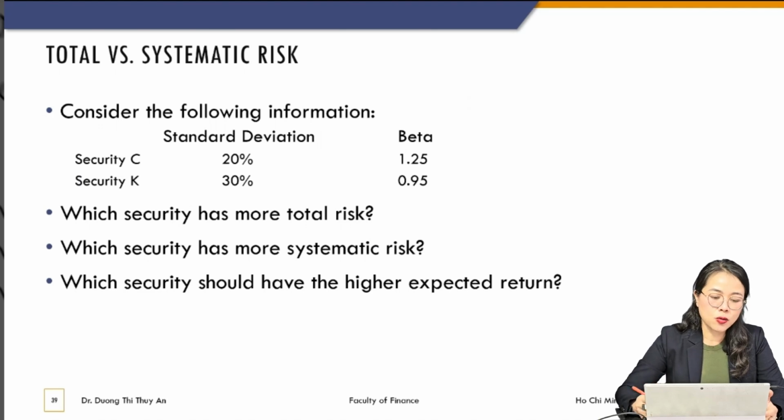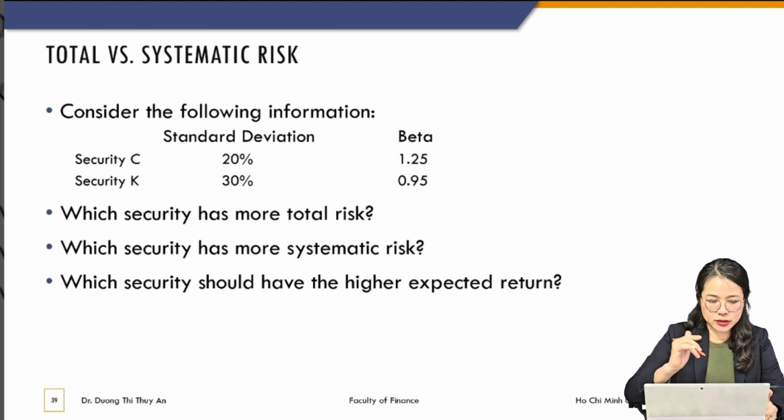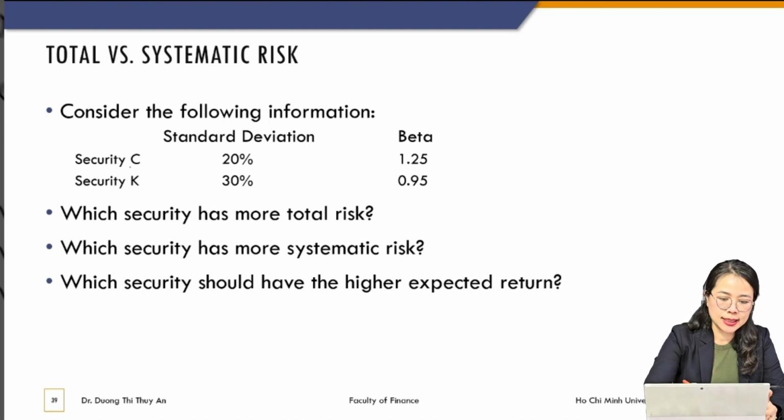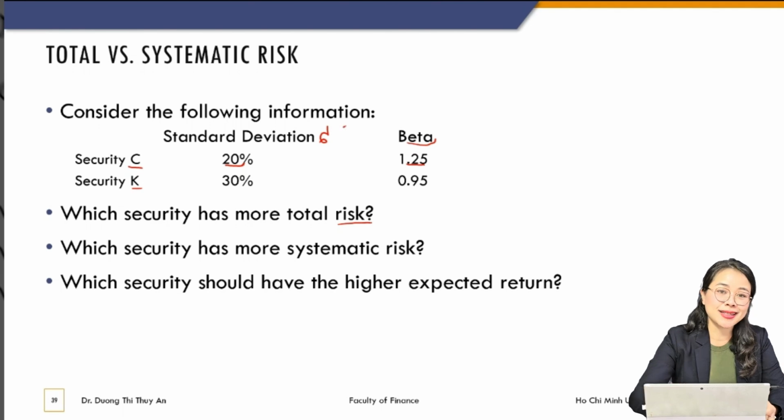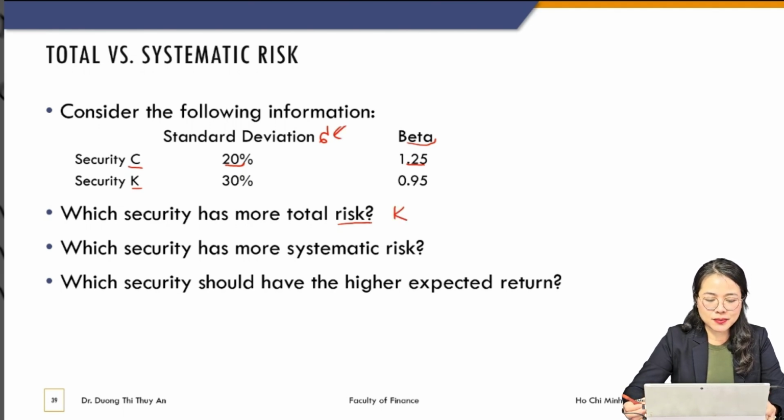Let's work on one example to see the difference between systematic risk and total risk. We have securities C and K, and this is the total risk, and this is the systematic risk, beta. Security C has lower total risk but higher beta. Security K has more total risk, as we see from the standard deviation. And security C has more systematic risk, as we see from beta.